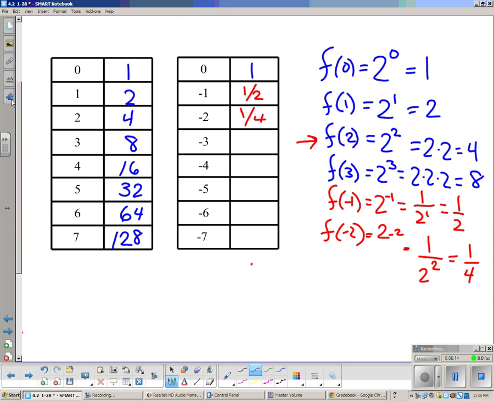All right, let me do one more and then we'll take a look at a pattern. So the function at negative 3, so you take the negative 3 power, 1 over 2 cubed. And again, we already did 2 cubed above. We know that that's 8. So this is 1 over 8.